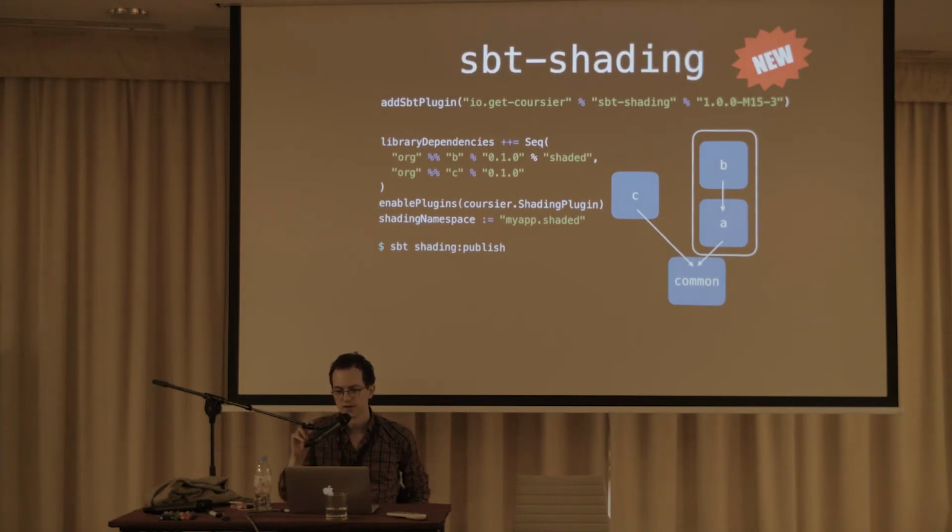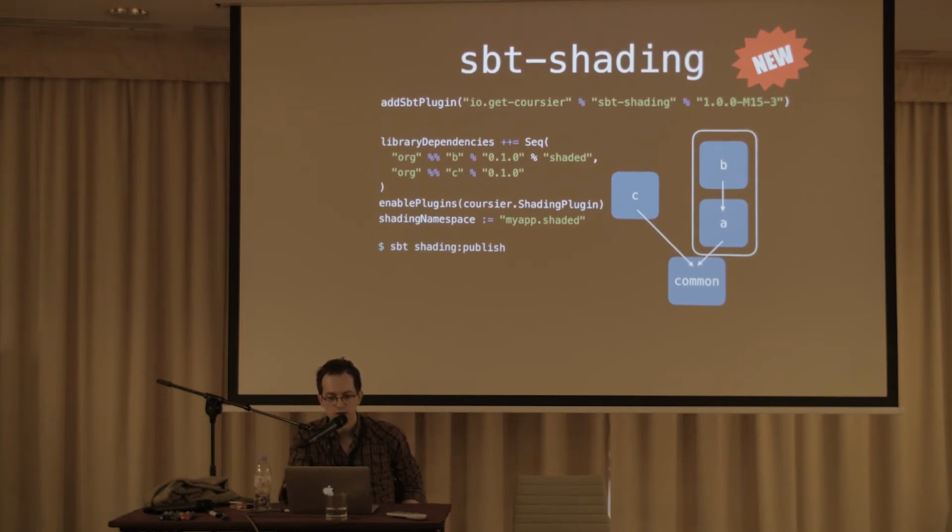Something that is fresh new is SBT shading. It's quite new, so no rush on it, but it's a different plugin than SBT Coursier, and it allows you to shade dependencies. It's in Coursier as this deals with dependency trees that Coursier already handles, and it can be used this way. So we add the plugin to our build first.